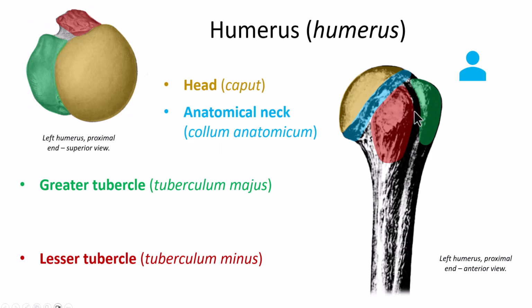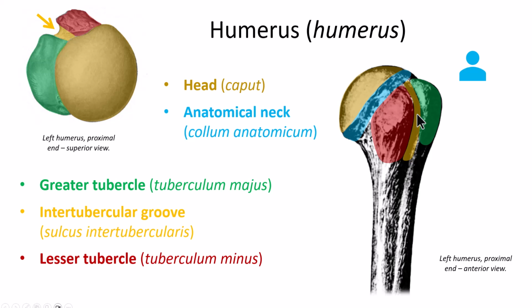Between the tubercles, there is a groove, and we simply call it the intertubercular groove, sulcus intertubercularis, in orange. I think it is more clearly visible again in the superior projection. Later in your studies, you will learn that the tendon of the biceps brachii muscle passes through this groove. And then it will become clear why this groove exists.